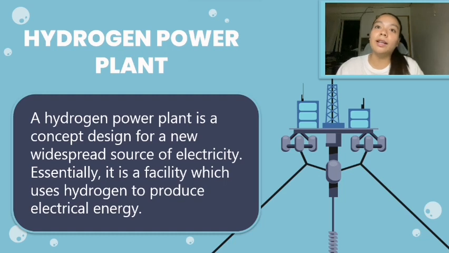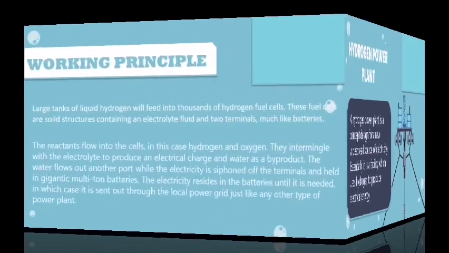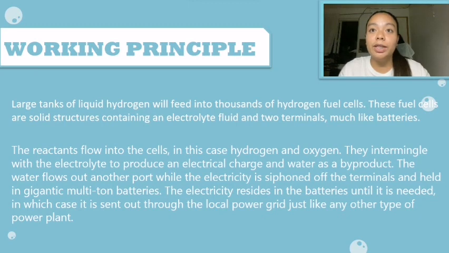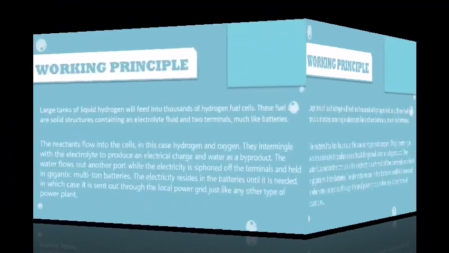So sa pag-produce ng electrical energy, kinakailangan gumamit ng pure hydrogen, meaning it doesn't form any other compound elements. Large tanks of liquid hydrogen will fit into thousands of hydrogen fuel cells. These fuel cells are solid structures containing an electrolyte fluid and two terminals, much like batteries. Yung primary component ng isang hydrogen power plant consists of hydrogen fuel cells, which function similar to batteries.